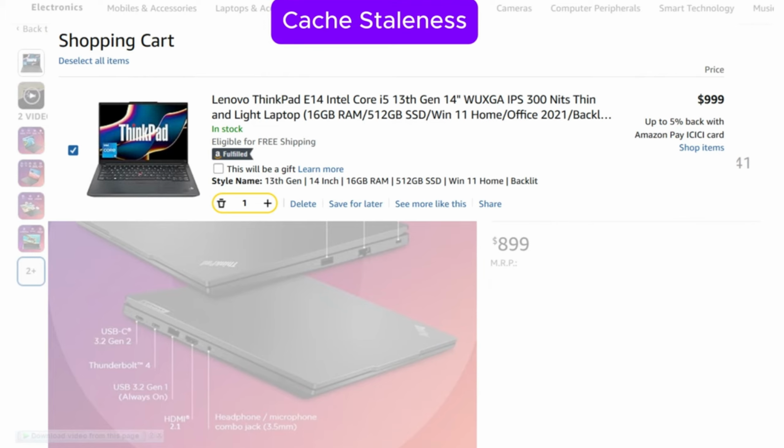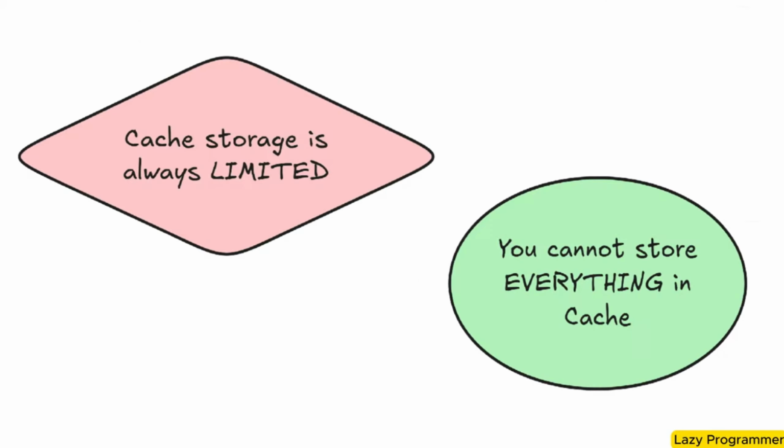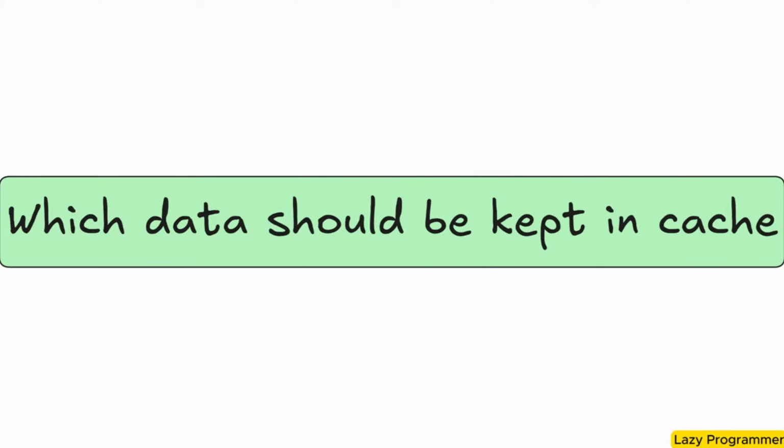Now we know cache is a storage which can be accessed quickly, just like we have random access memory, which is faster than the disk storage. But there is always a limit to faster data store. You cannot have unlimited fast storage, and you cannot store everything in cache. So the most important decision to make is which data should be kept in cache and which data should be removed or updated in cache and when. This particular problem involves cache invalidation. Amazon faces this challenge at a massive scale.